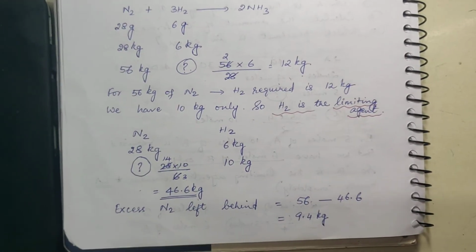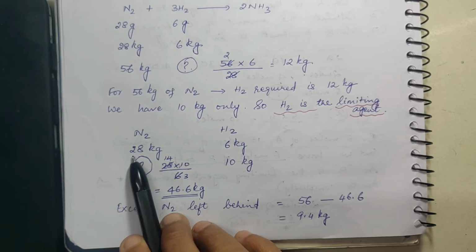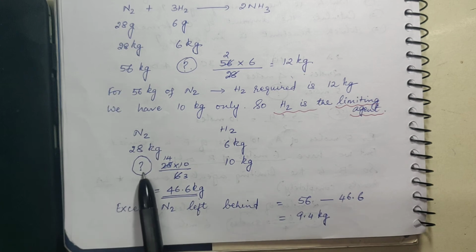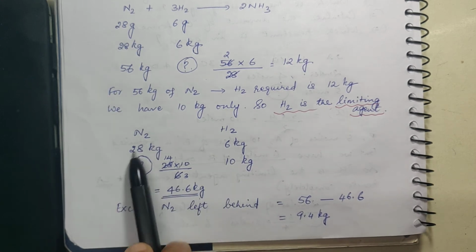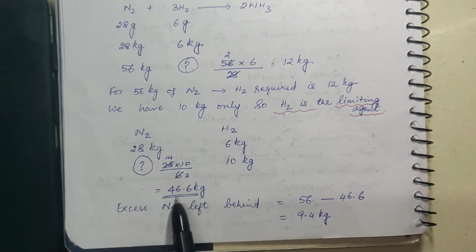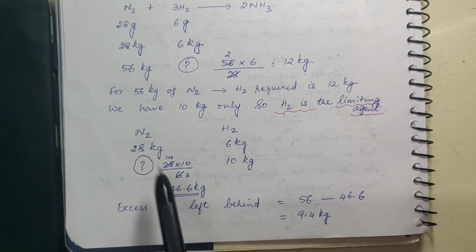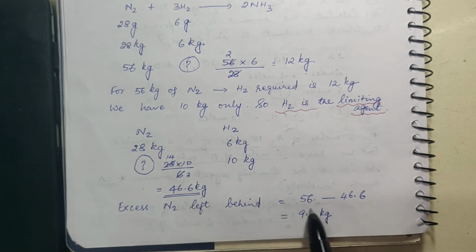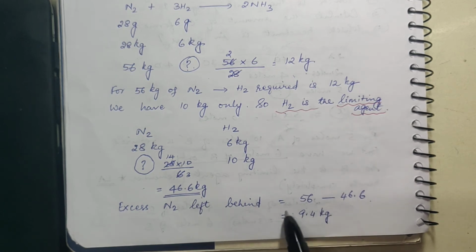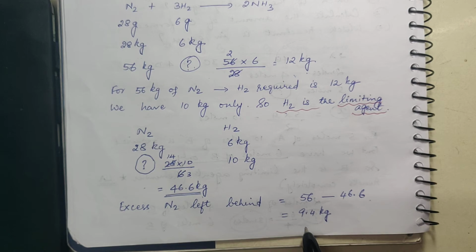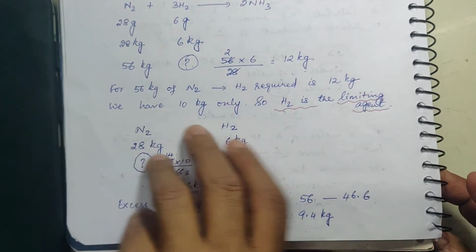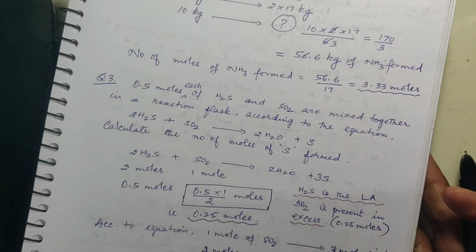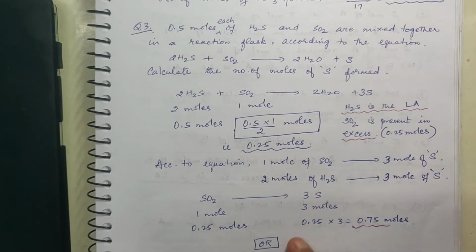Now let's go further. 28 kg requires 6 kg. So if hydrogen is only 10, then how much of nitrogen will be used? That is 10 into 28 upon 6. That will give you 46.6 kg. You have 56 kg. You require only 46.6 kg. So 56 minus 46.6, whatever is left is the excess. Okay. So this is how you will find out which is the limiting agent and how you have to find out. Now just one more question, let us see.